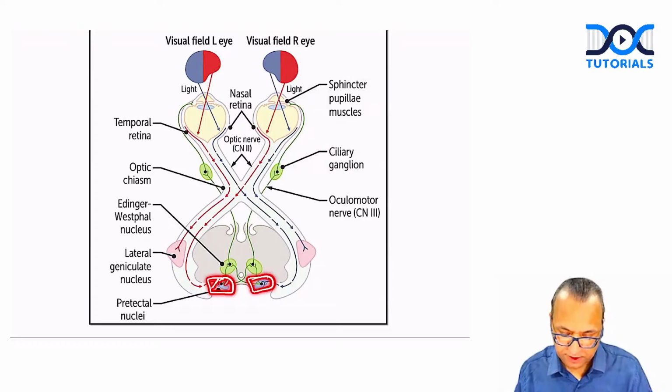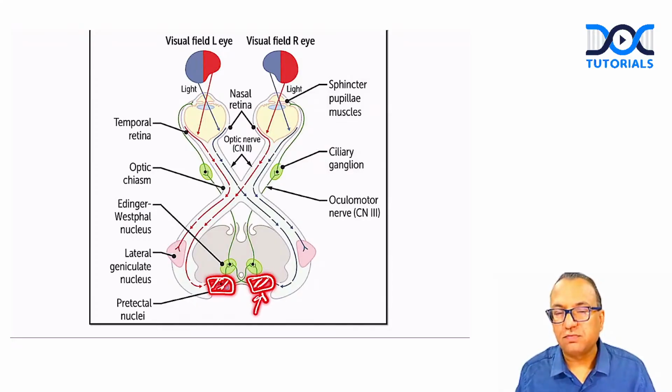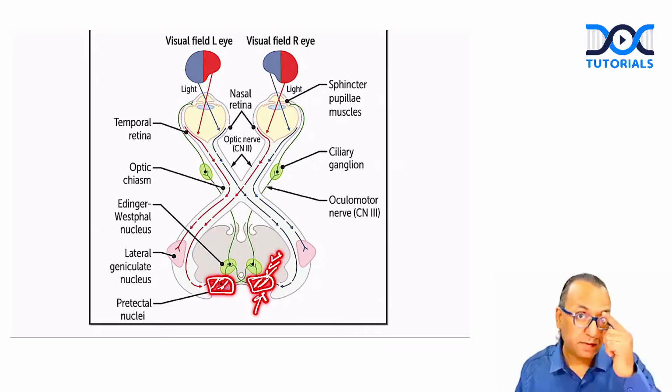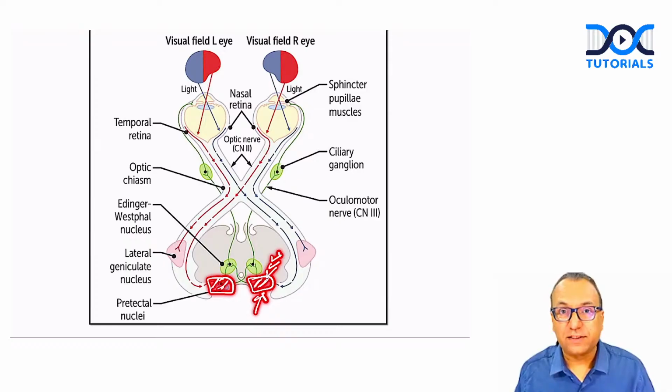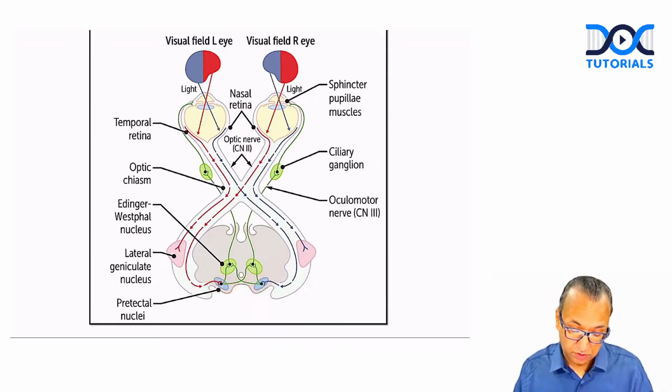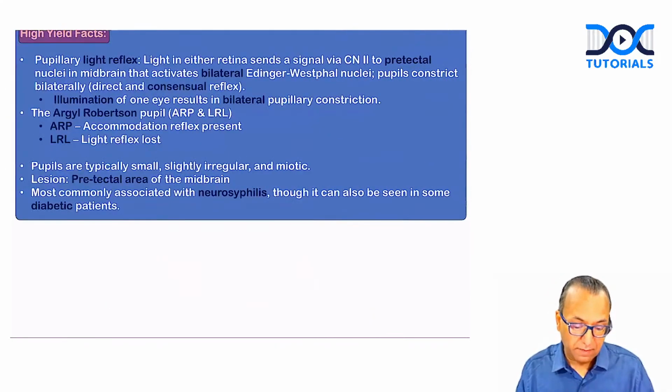But pretectal nucleus can be damaged in conditions like neurosyphilis or some diabetic patients. So that is what we are talking about. If pretectal nucleus is not working, accommodation reflex is present, but the light reflex is lost. So keeping that in mind, pupillary light reflex, how does it work?